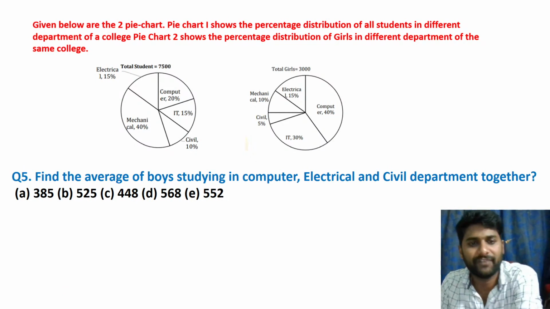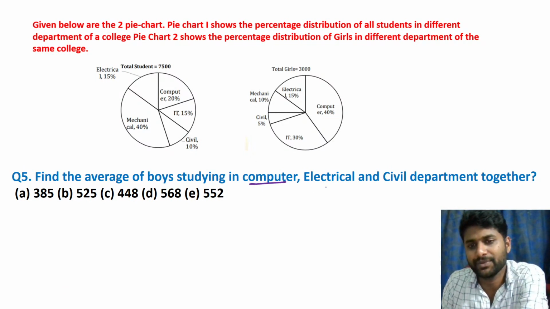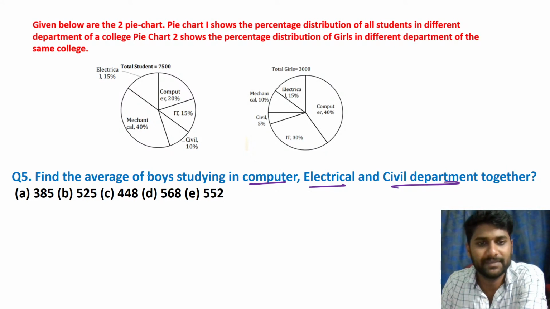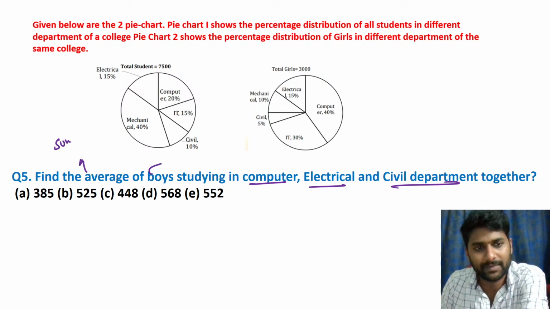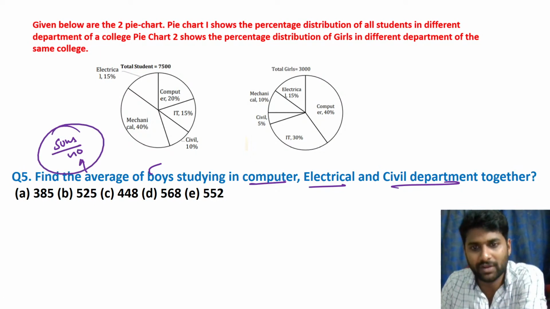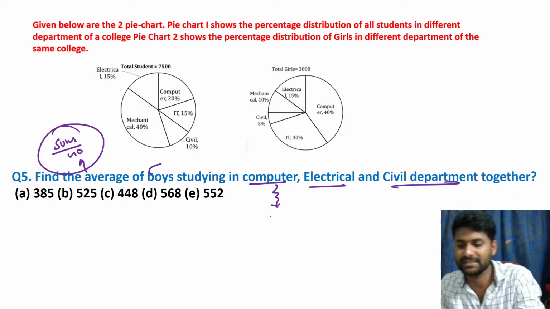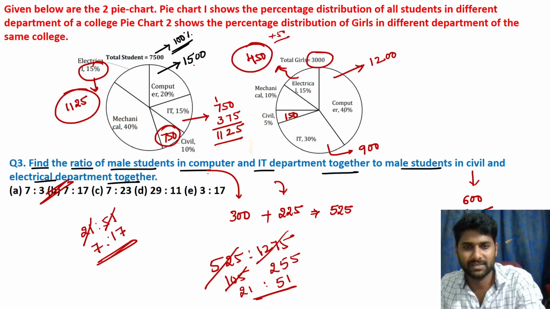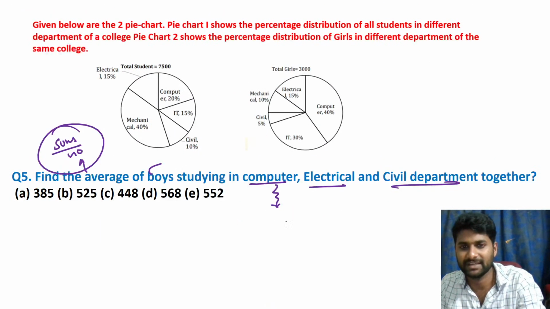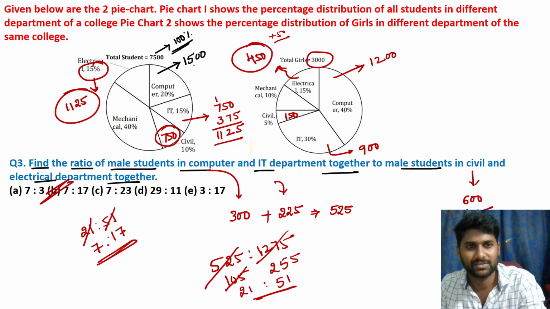Now see the next question. Find the average boys studying in computer, electrical, civil department. See the formula of average: sum divided by number. We already calculated the number of boys in computer. Number of boys in computer is 300 members. Electrical, so we are done with the calculation.